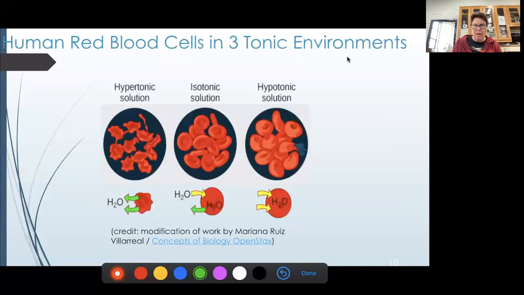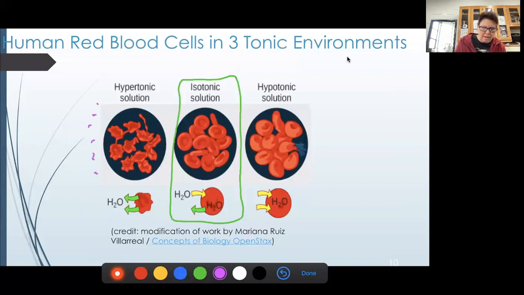So here is a picture of those 3 situations. So remember, iso is the same. Water will move back and forth, but what we're saying is we have the same amount of water moving in as out. It's all equal. It's all good. But here, our hyper, remember, hyper means I have more solute out here. And so the water's going out to dilute the solute. You will have a little bit of water going in, but way more going out than coming in. And so my poor blood cells are going to struggle.